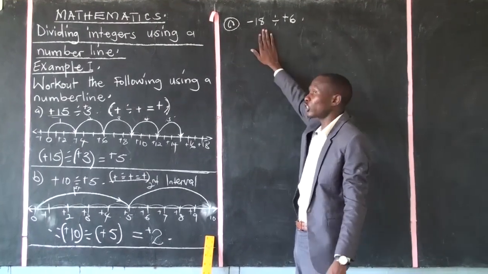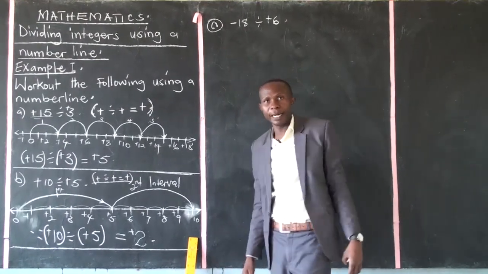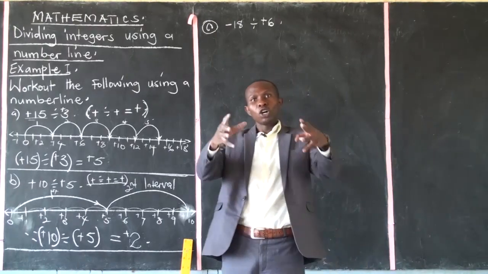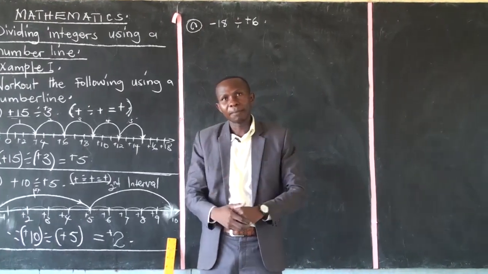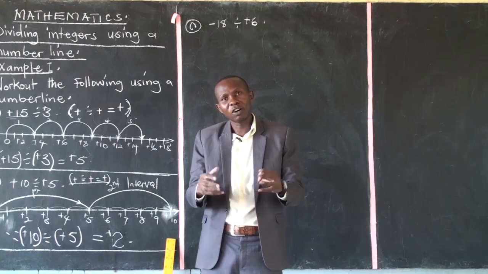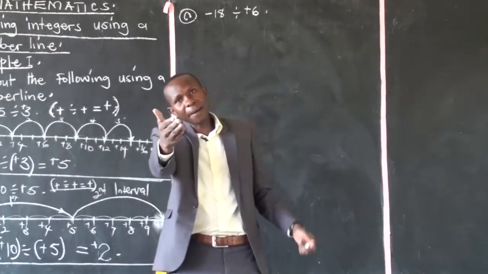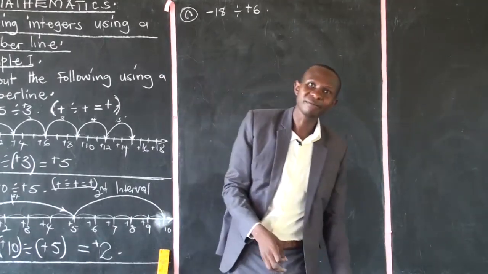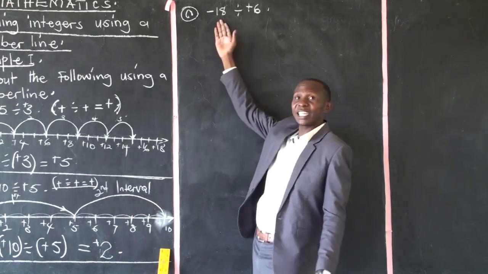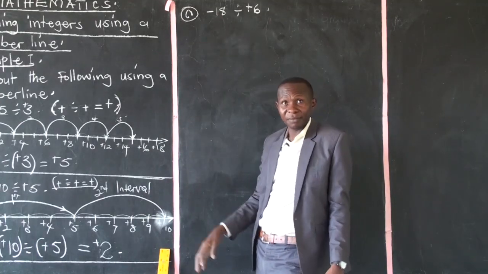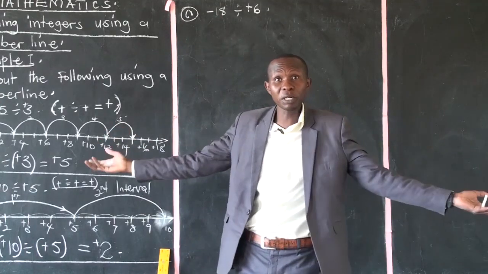Let's bring this in this manner. Somebody buys a company, or let me say your father has a company. If your father has a company, he goes to the bank and borrows 18 million.